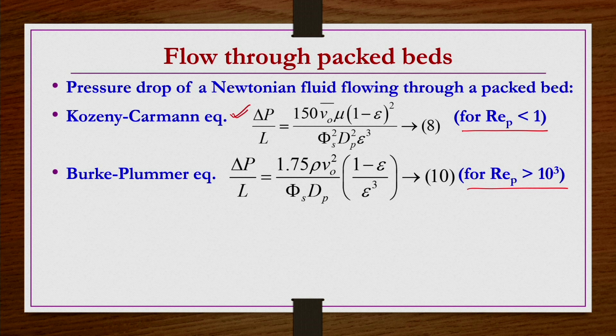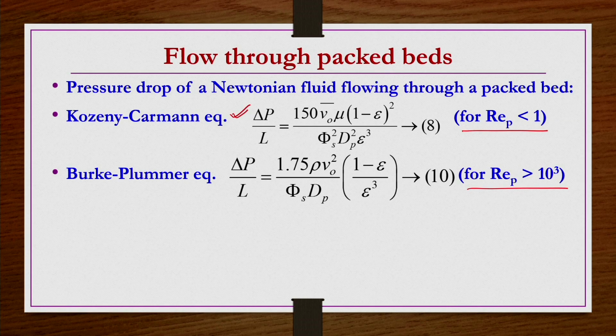Then what about the intermediate range of Reynolds number? Let us say the flow rate is not very small and not very large, so that the Reynolds number is neither less than 1 nor greater than 10 power 3. Then what we do is assume that the contributions due to the small Reynolds number flows and the high Reynolds number flows, that is, the contribution of the viscous losses in the pressure drop and the contribution of the kinetic losses in the pressure drop, are additive.